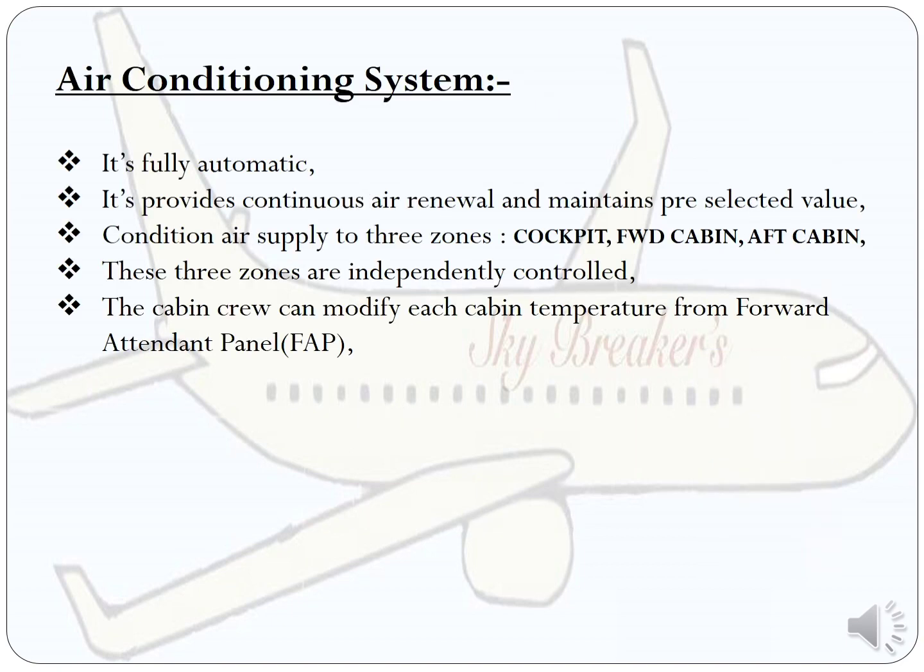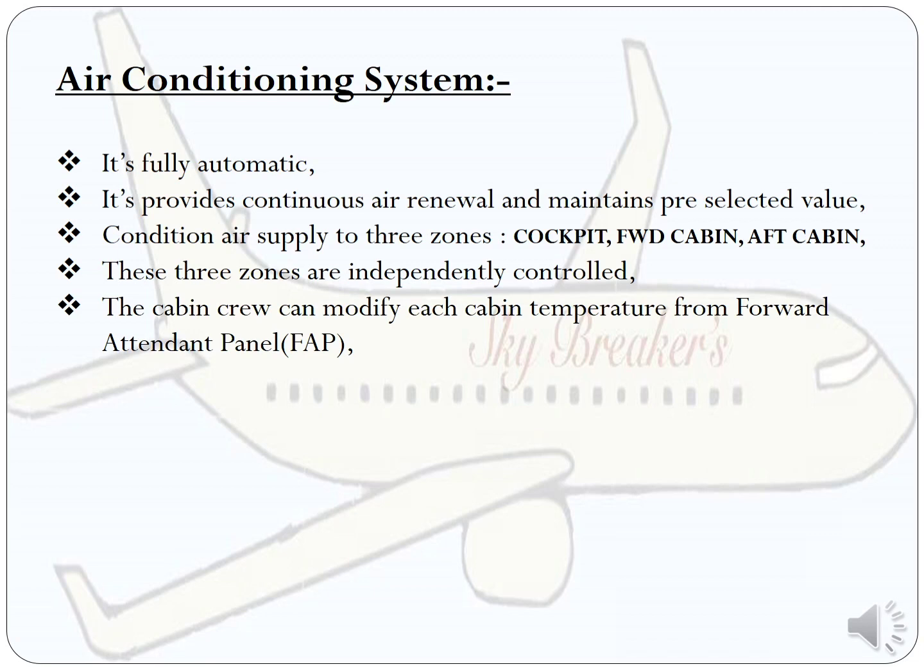Next, I will brief about the air conditioning systems. The air conditioning system is fully automatic. It provides continuous air renewal and maintains the pre-selected value from the cockpit. Cabin air that has already been fed may smell, so the system renews the air, adds fresh air and maintains the temperature already selected from the cockpit.